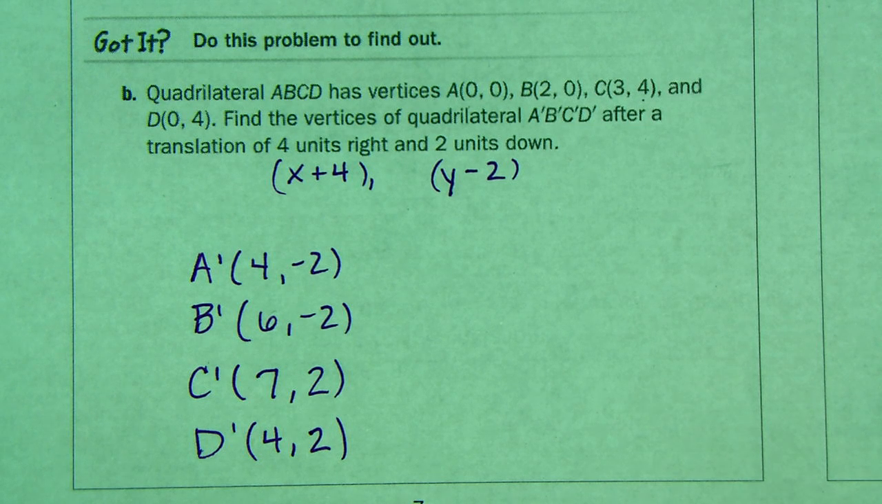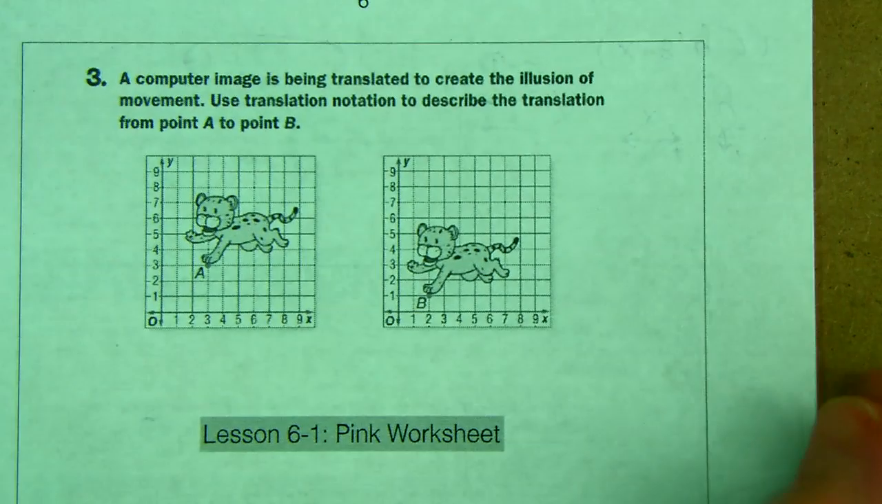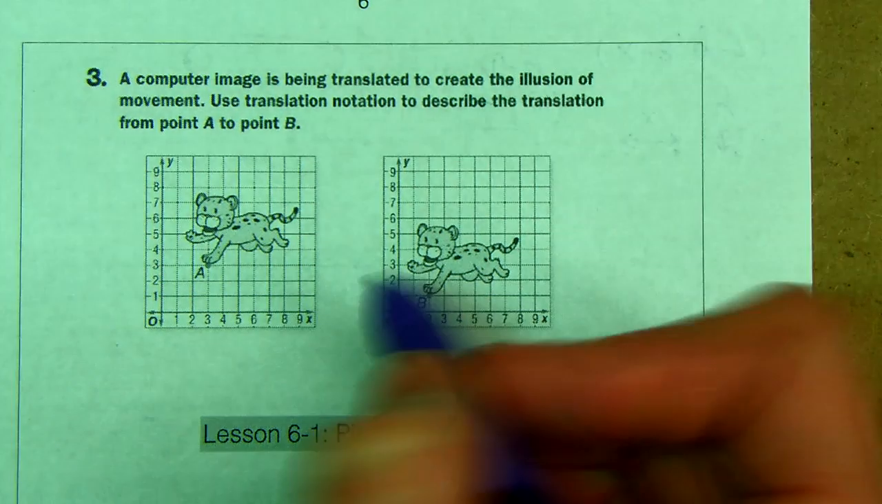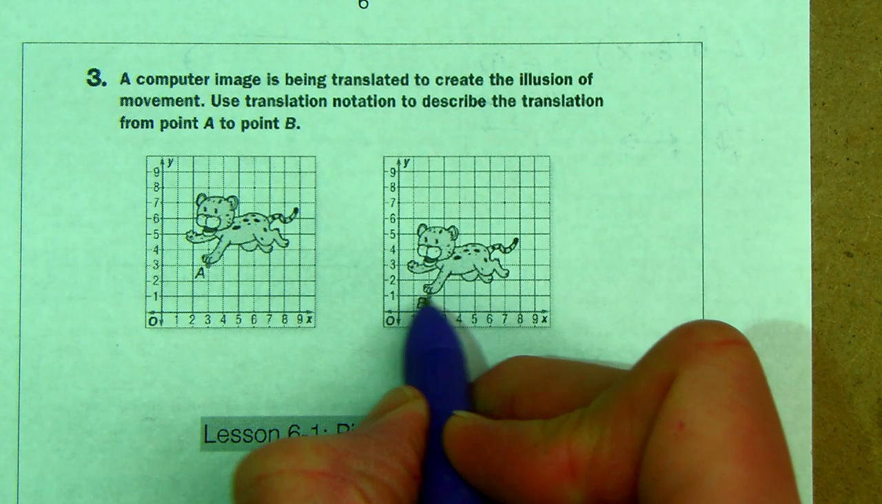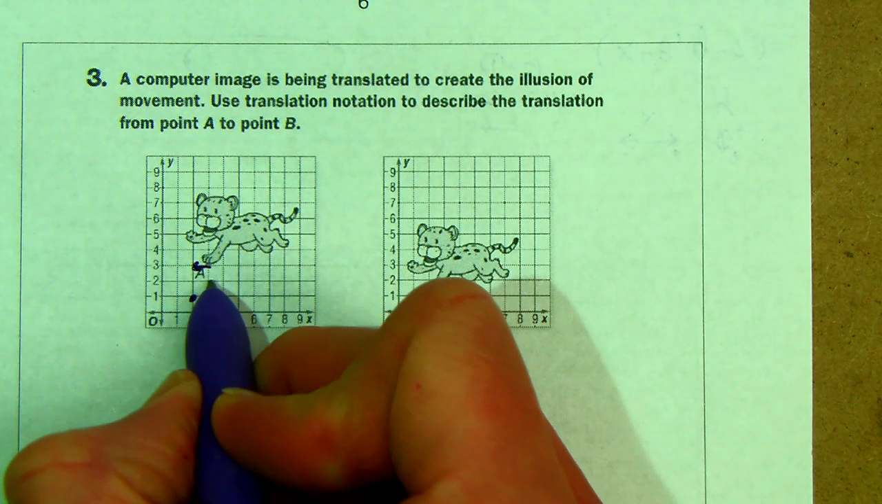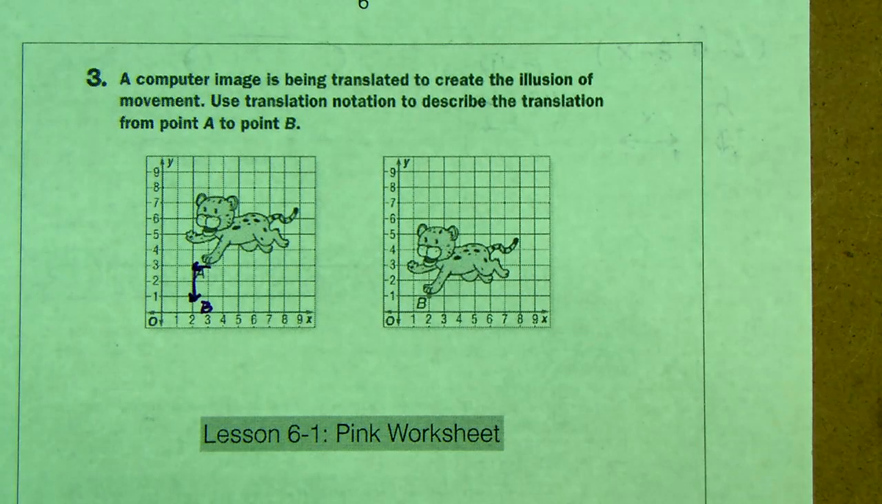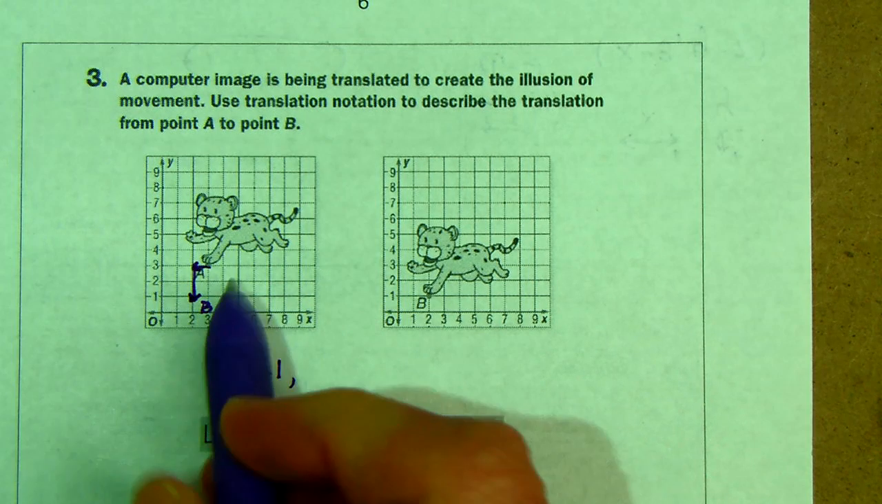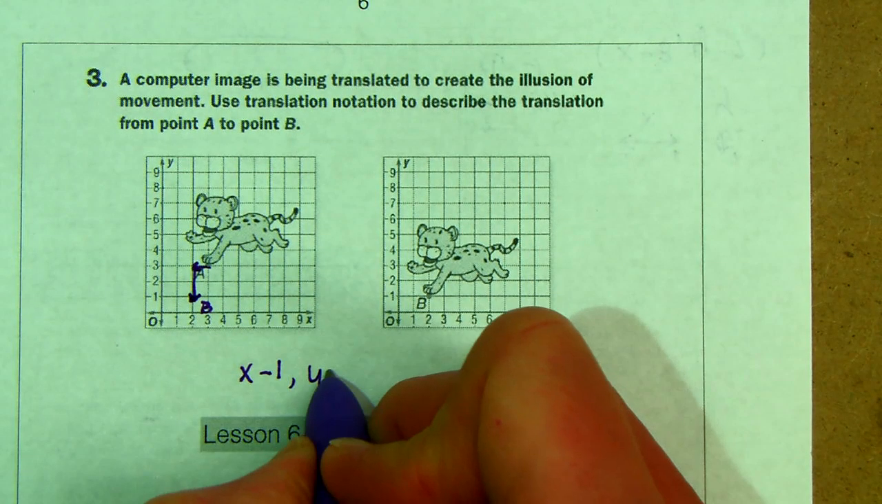It's giving you a picture, and it's asking you to describe the movement using translation notation. So A ends up where B is. So that would be right here. This is where B is. So basically they're going left 1 and down 2. Remember, if we're going left, we're subtracting. So x minus 1 and y down 2. And there is our notation for our translation.